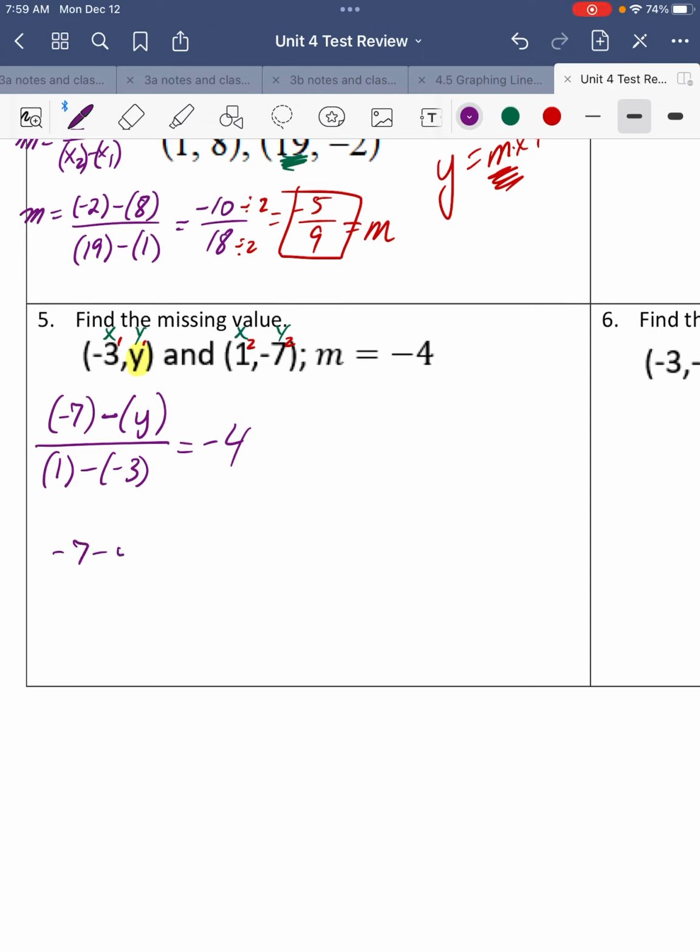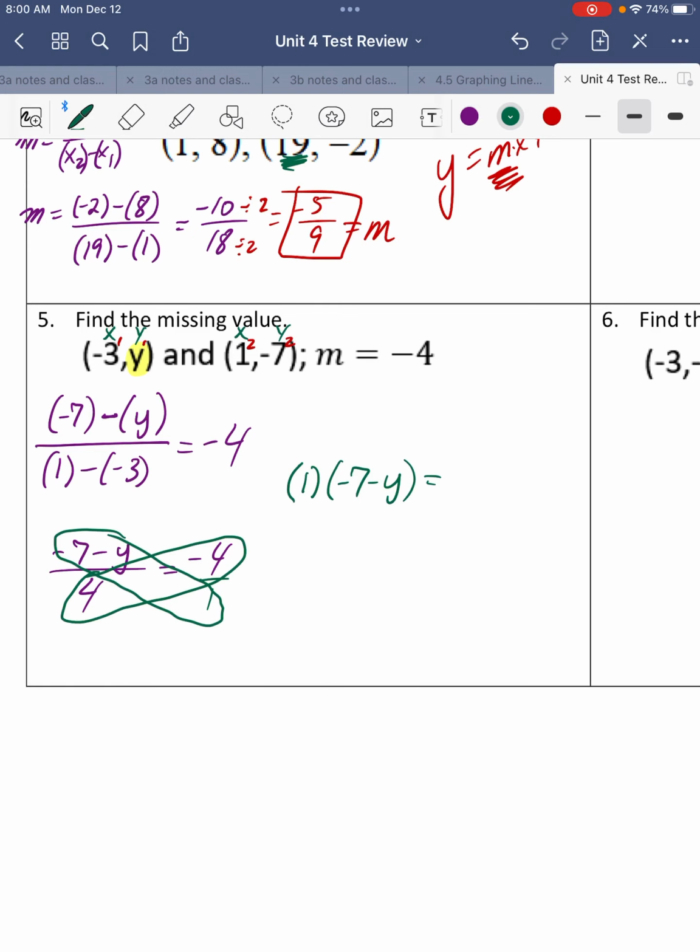Simplifying, we've got -7 minus y. Nothing simplifies there, but we have 1 minus a negative. The opposite of a -3 is plus, so that's going to be 4 equals -4. Now, a while ago we learned about cross multiplying, so that's 1 times -7 minus y, and that's going to equal -4 times 4.